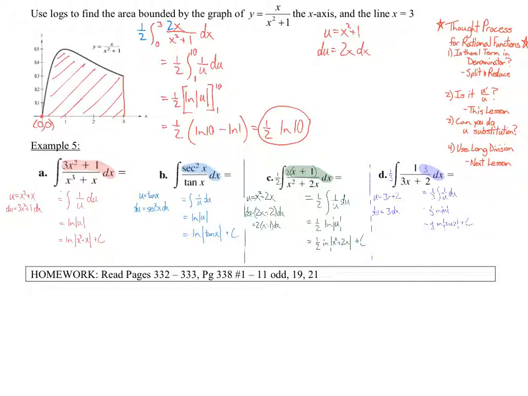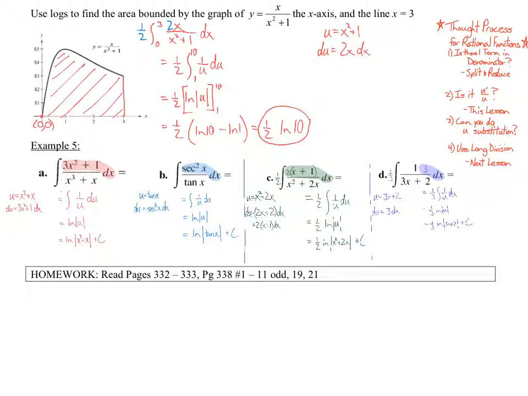While I've got the screen frozen here, what did you get for A? ln of the absolute value of x cubed plus x plus c. Okay, ln of absolute value of x cubed plus x plus c. Good. How about B? The trig ones can be tricky. Absolute value of tan x plus c. The u was tangent. So ln of absolute value of tangent plus c. Those were nice because the du was already in there. You just had to see it.